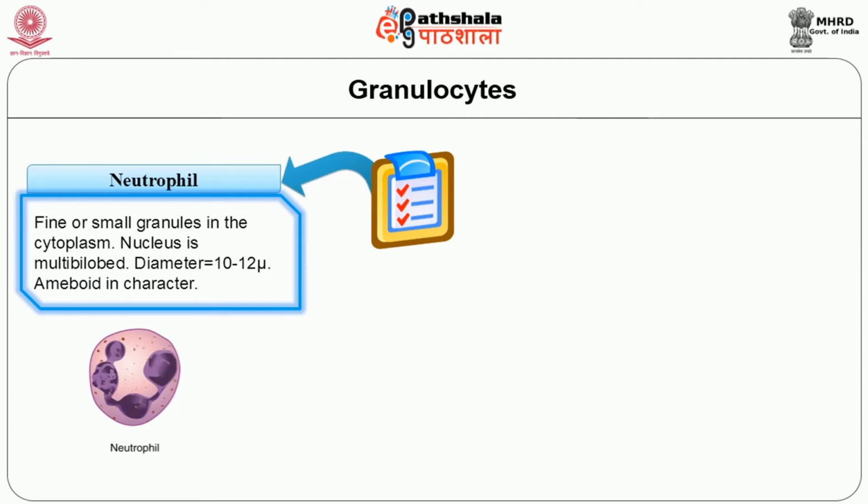When they are stained with Leishman stain, which contains acidic eosin and basic methylene blue, the granules appear violet in color. The nucleus is multilobed, which we already saw in the picture. The number of lobes in the nucleus is about 2 to 5, and the diameter of the cell is 10 to 12 microns. The neutrophils are amoeboid in character.